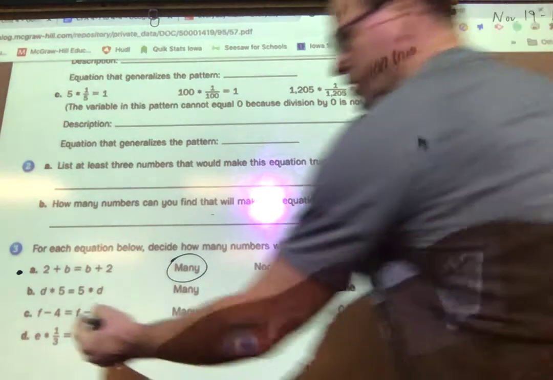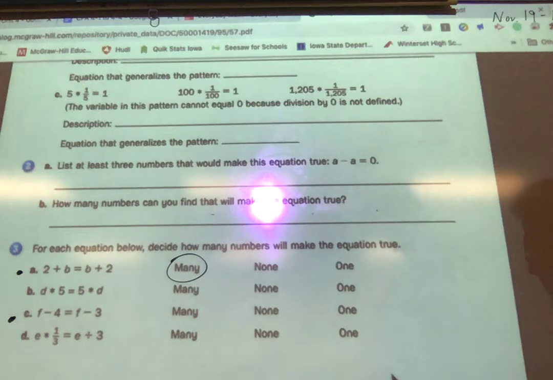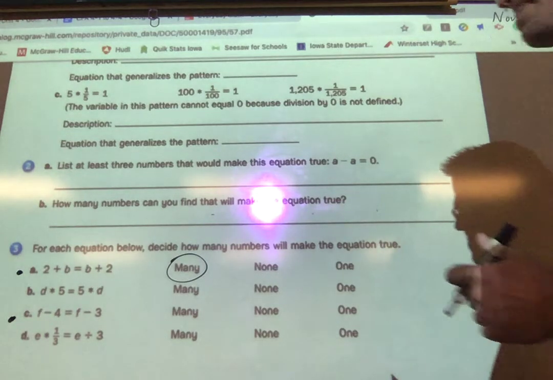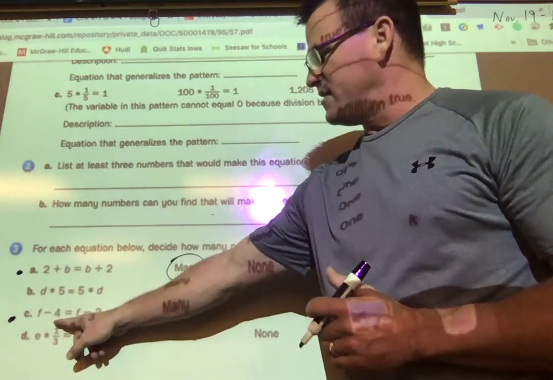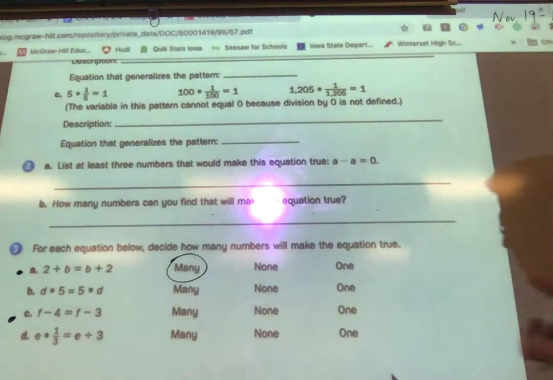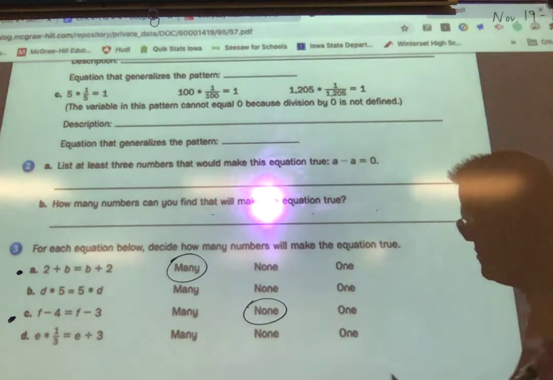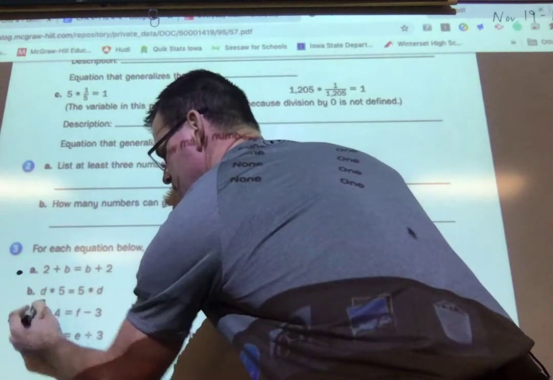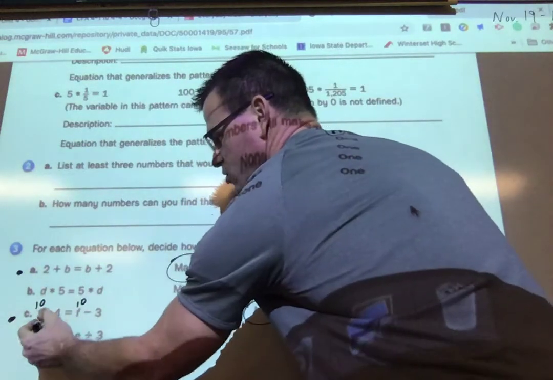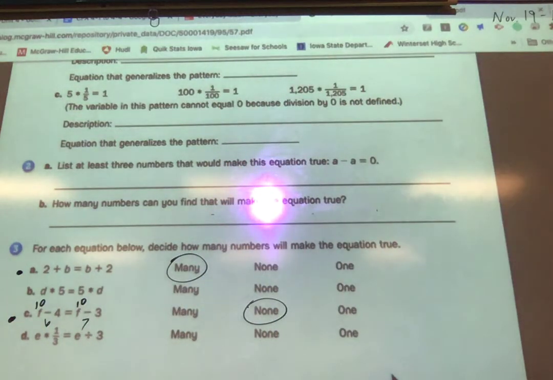Okay, let's just look at one more. Let's look at 3c. It says f take away 4 equals f take away 3. And again, my logic here, if f has to be the same, if I take away 4 from it, and then I take away 3 from it as well, they can never be the same. Okay, they're always going to be one different. So this one I'd say there's no solutions in this case. And if I wanted to plug in and prove it, let's say f is 10. 10 minus 4 is 6. 10 minus 3 is 7. Again, they are not equal. That would not be true.